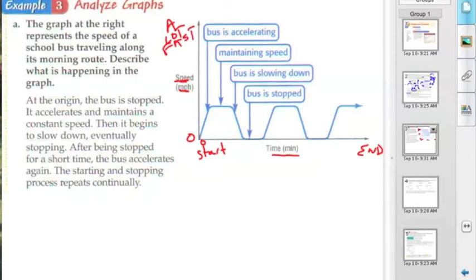Okay, so as we get going, we start at 0 time, 0 miles per hour. The bus speeds up, time moves on. So the bus is accelerating. All right, so now, maintaining speed. Time is moving, but the speed is staying the same. The bus is slowing down. So the speed is slowing down, but time is still moving, so we have to go to the right. The bus is stopped. Time is still passing, but there's 0 miles per hour. All of a sudden, notice we're doing the same pattern. We're speeding up, maintaining speed, slowing down, stopped, speeding up, maintaining speed. Okay, very good.